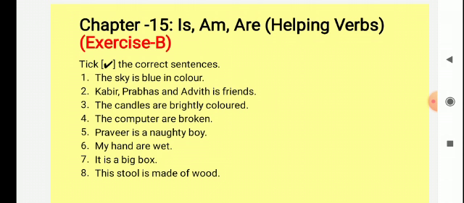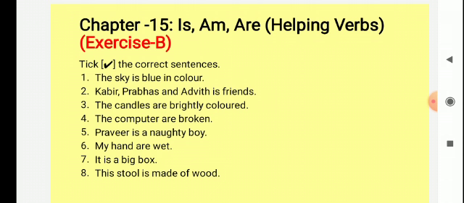Number 5, Praveer is a naughty boy. Praveer is one boy. So with a singular subject we use is. So this is correct. Number 6, my hand. I'm talking about one hand, right? Singular subject. So the verb should be singular. Do we find a singular verb here? No. My hand are is written. So it is wrong. The sentence should be my hand is wet.